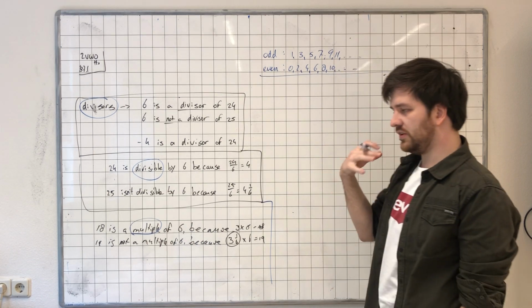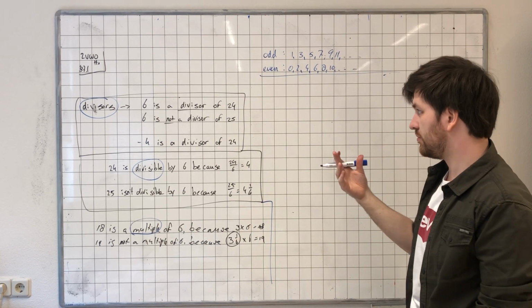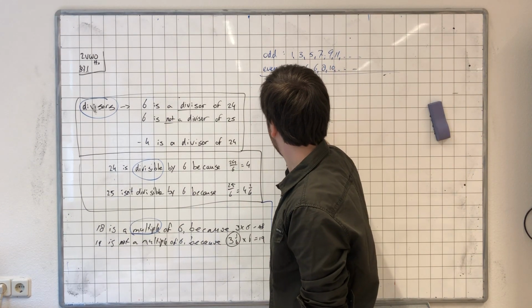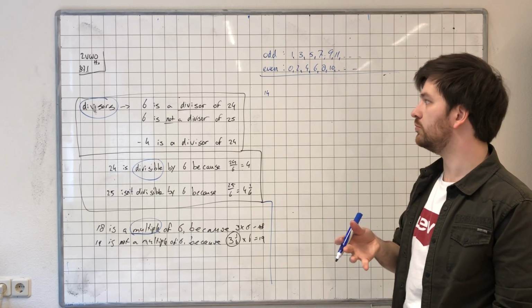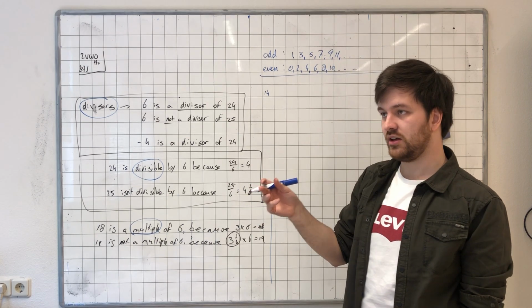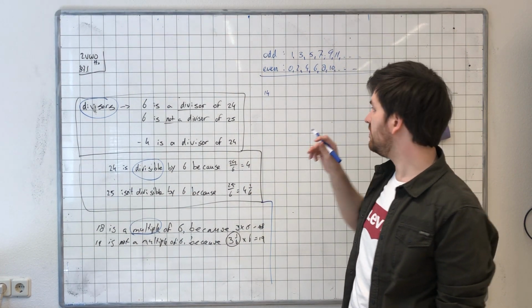So what are rules of divisibility? Whenever I give you a number, for example, 14, most of you immediately know that you can divide it by 2. Why? Whenever something is divisible by 2, the last number is an even number.